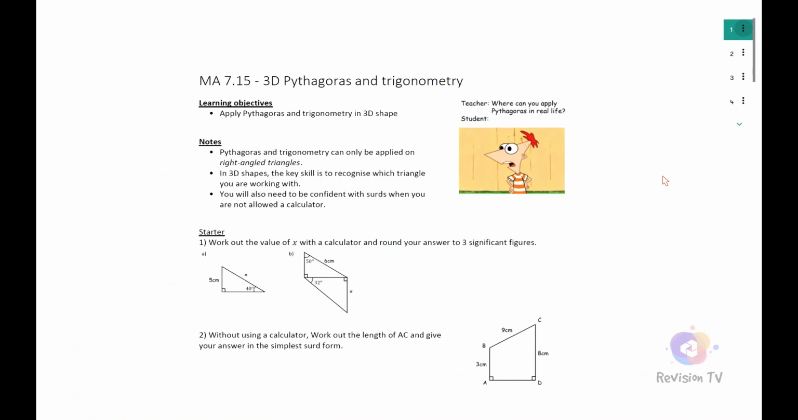In this video, we are looking into 3D Pythagoras and trigonometry. So the learning objective is just one thing. We're going to learn how to apply Pythagoras and trigonometry in 3D shapes.